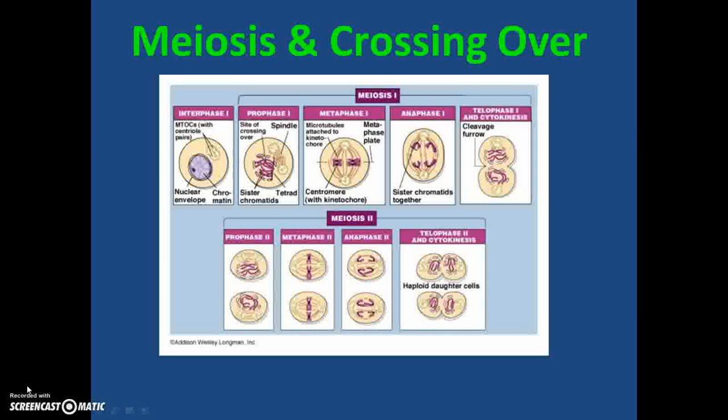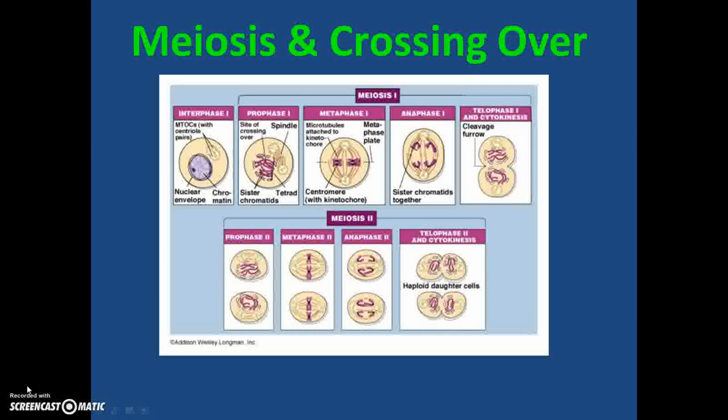So we have diploid cells. What does di mean? Hopefully you said 2. Okay, so we have diploid cells. That means we have 2 of each kind of chromosome, versus our haploid cells, which only have 1 of each kind.